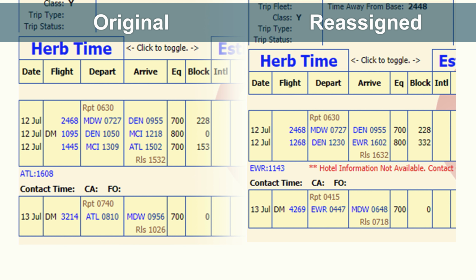Consequently, in this case, day 1 is considered the day of the reassignment subject to DRP rules, and day 2, July 13th, will only pay straight time as rescheduled, even though the report time went from 0740 on the original trip to 0415 on the first reassignment.